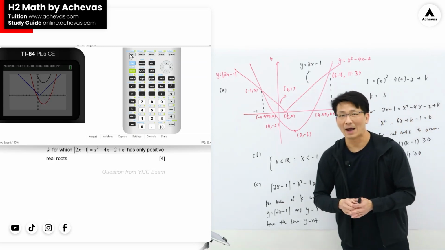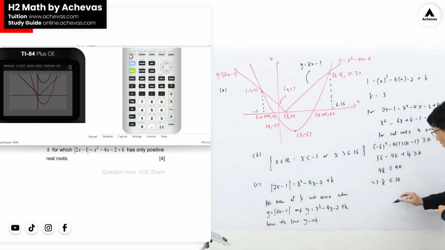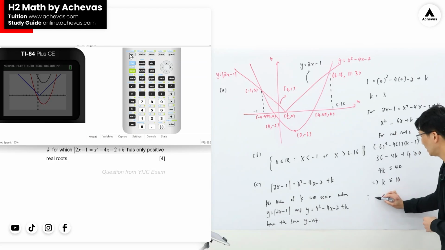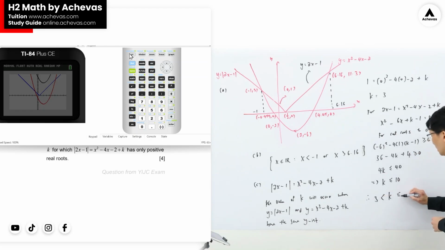So this will be the upper boundary for the value of k, and this will be the lower boundary. And I'm going to put this together. Therefore, the final answer that gives me positive roots for this equation will just be k greater than 3 and lesser or equal to 10.